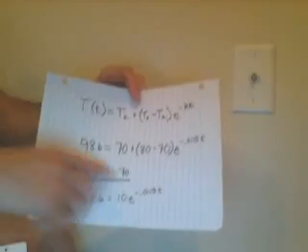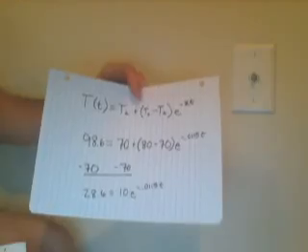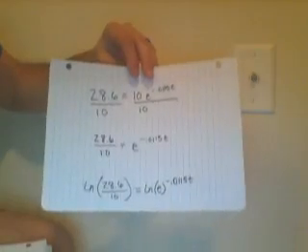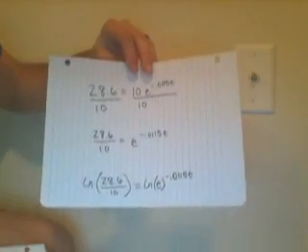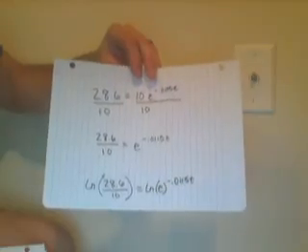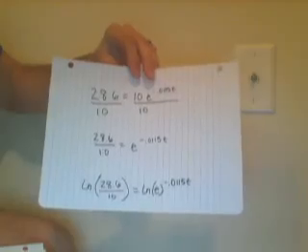So we take 70 away from both sides, and that gives us 28.6 equals 10 times e to the negative 0.0115 times T. Again, we divide both sides by 10. That gives us 28.6 divided by 10 equals e to the negative 0.0115 times T. Again, the natural log of e is 1, so we're going to take the natural log of both sides to get the same base.